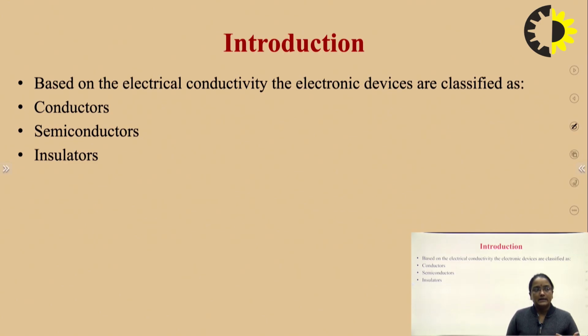Next, and the last, are the insulators. Insulators are those in which the conductivity is extremely low. The energy band gap is at most, we can say, greater than 6 electron volt. And the examples of insulators are rubber, wood and plastic. These are the basic examples of insulators.